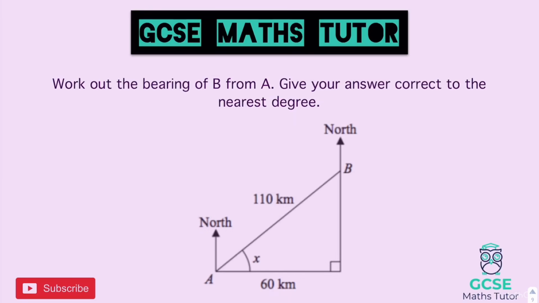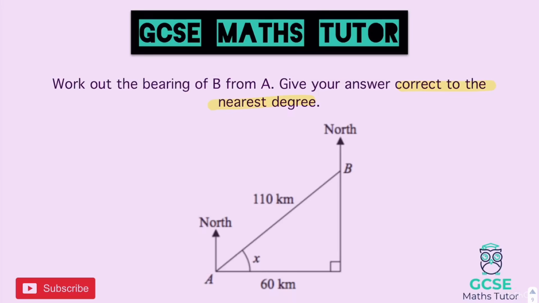Okay, it says work out the bearing of B from A and give your answer correct to the nearest degree. There's also a hint there that you're going to be using a calculator, because it says correct to the nearest degree. So it's a hint that you're going to get a decimal, and that's a hint that you're going to be using a bit of SOHCAHTOA as well. So it says work out the bearing of B from A.